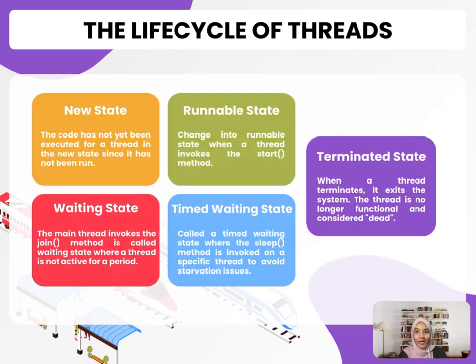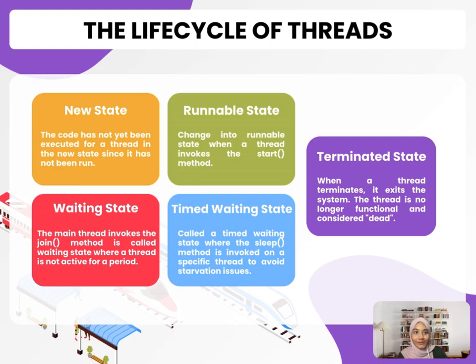As you can see, there are 5 states in the thread life cycle, which are new state, runnable state, waiting state, time waiting state, and terminated state. Let us analyze one by one. So the first one is the new state.